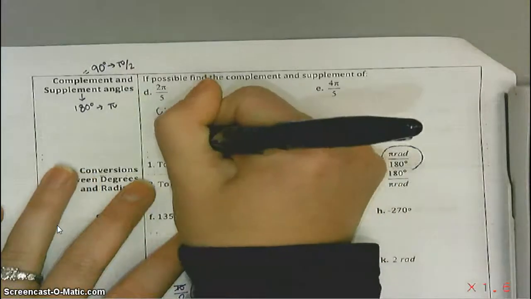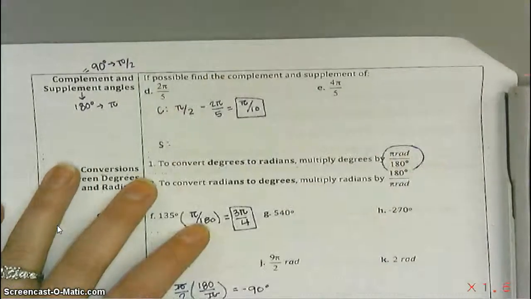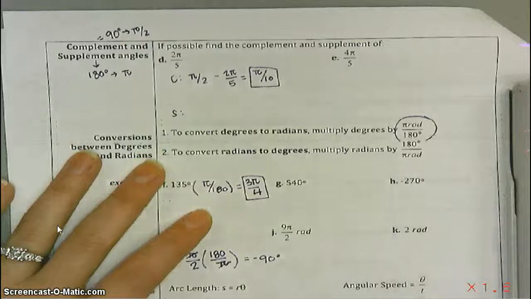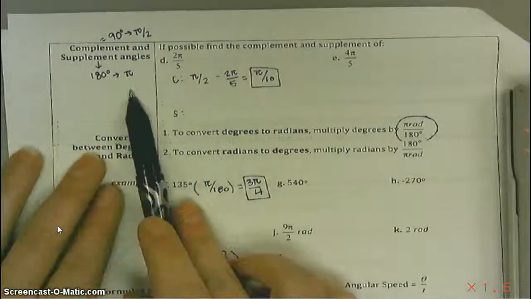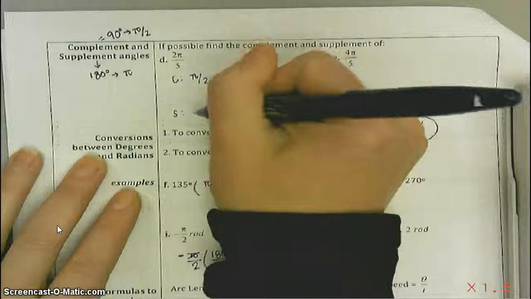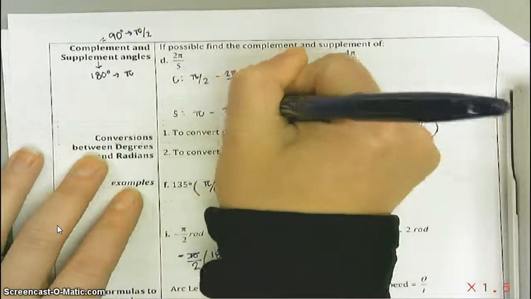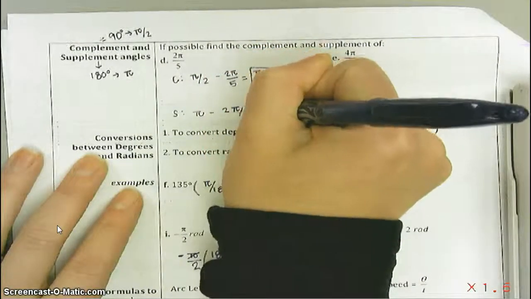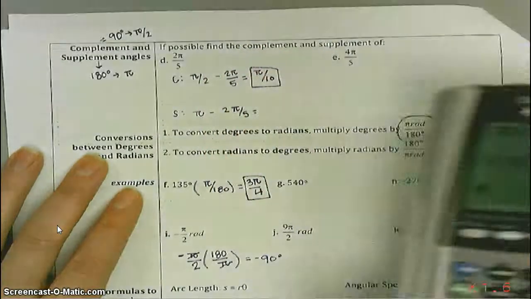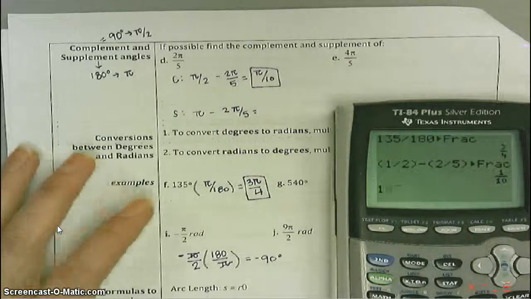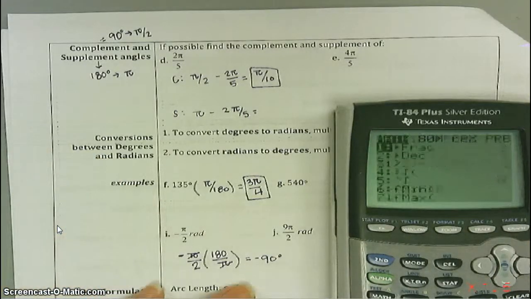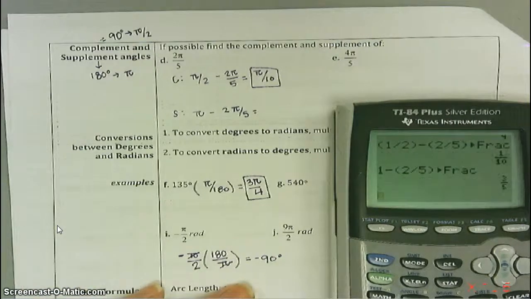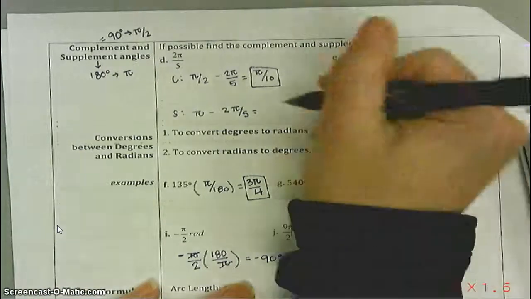To find the supplement, you are going to do the same sort of process. But in this case, you're going to do pi minus your angle. So it'll be pi minus 2 pi over 5. When you put pi in your calculator, just make it 1, because it's 1 whole pi, minus 2/5. And then math fraction, put a pi on top, so 3 pi over 5 would be your angle.